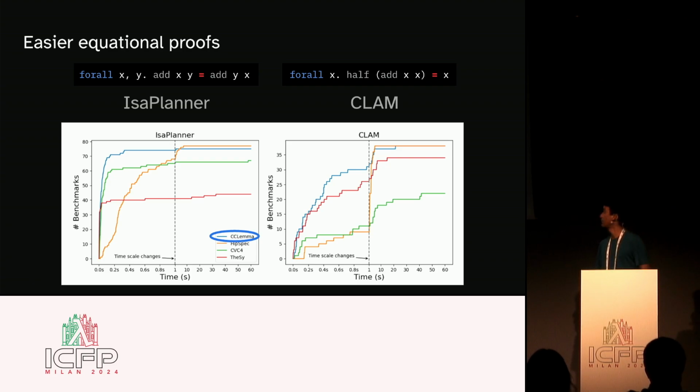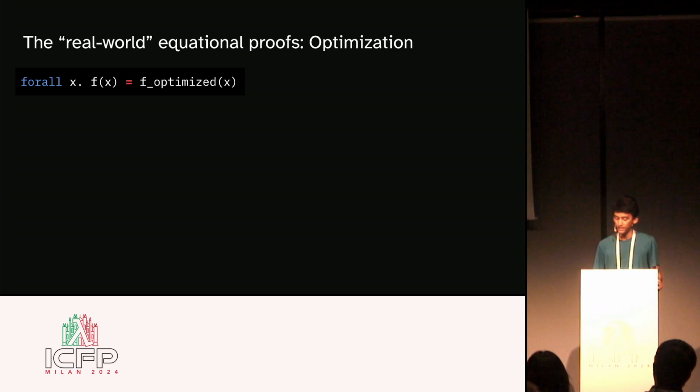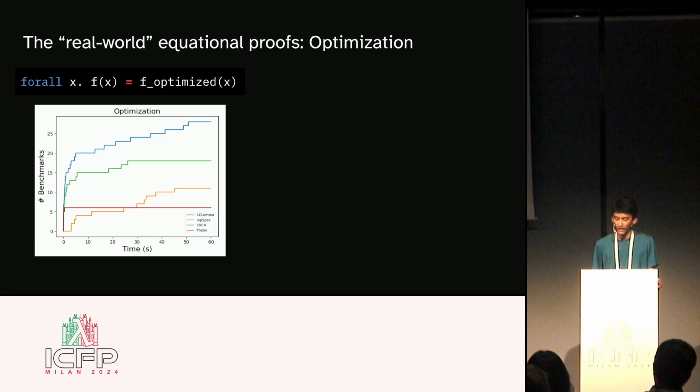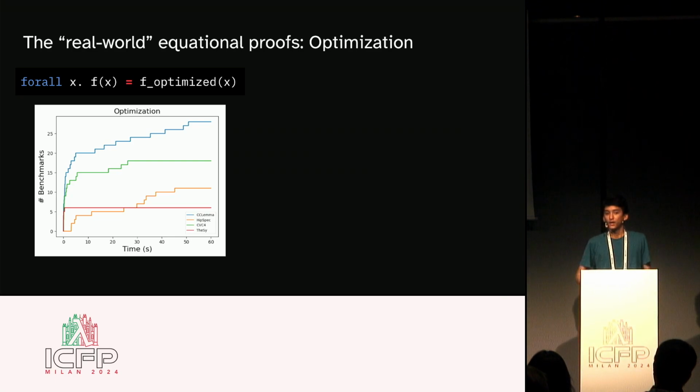It doesn't necessarily outperform the other 3 state-of-the-art theorem provers we compare against, but it's at least doing very well on these easier equational proofs. Again, you want to be up and to the left. The thing that we care about, though, is these real-world equational proofs, these optimization problems that I was talking about before. And we collated a data set of a bunch of optimization problems. And spoiler alert, this is sort of the punchline of our paper, is that when you scale to these harder problems, CCLemma ends up outperforming the rest.